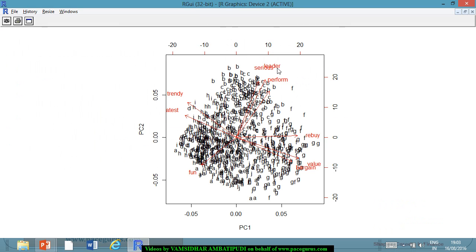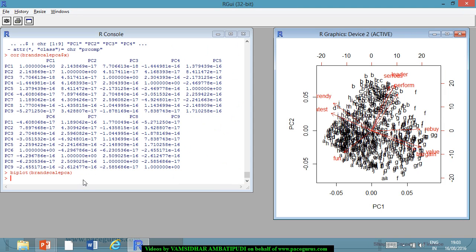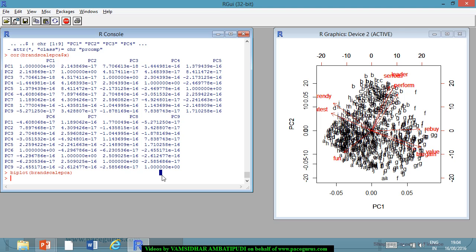So here the points are too many, so visualization is not that easy. But what I can do is a similar kind of biplot for my mean data. I already have a brand mean, some variable which is talking about the mean. Let me call it brand mean PCA. Let me do a PCA on the mean values.